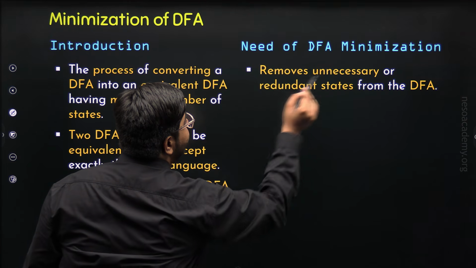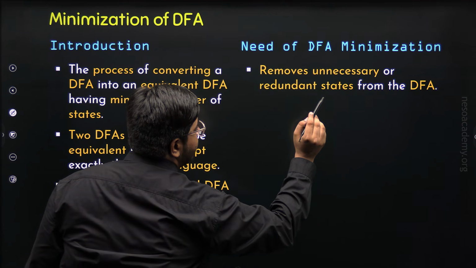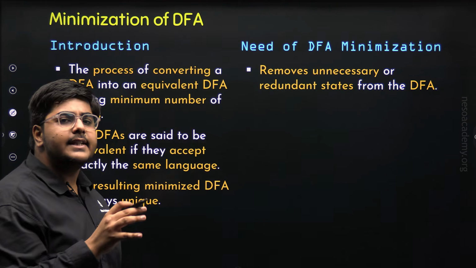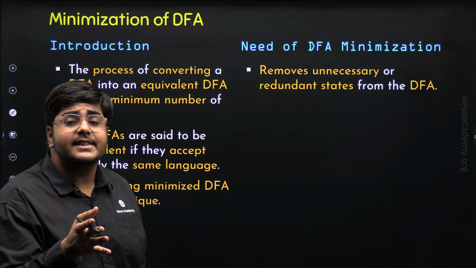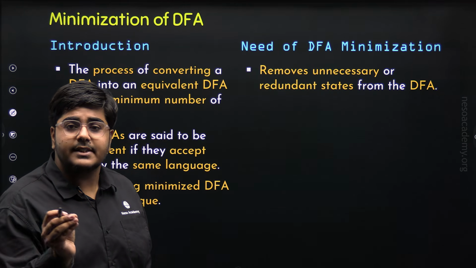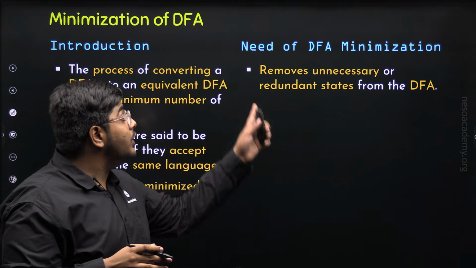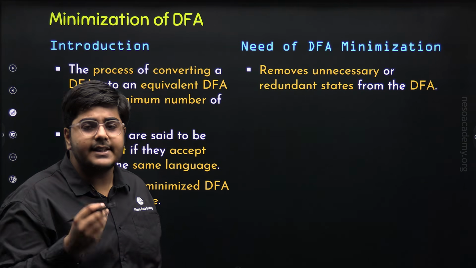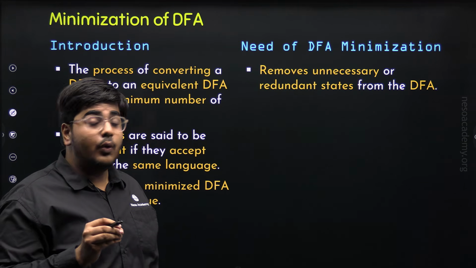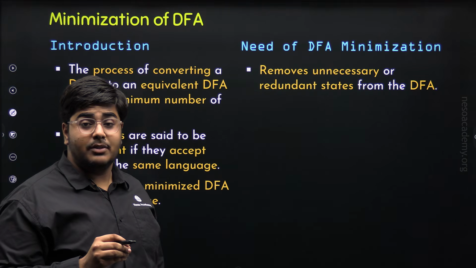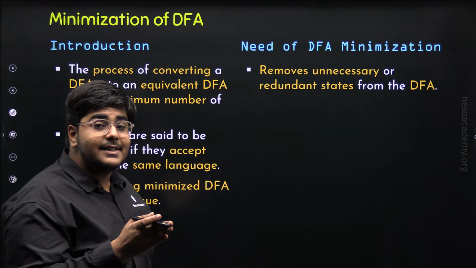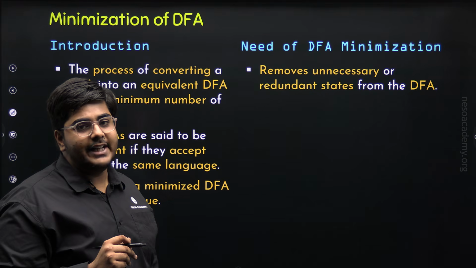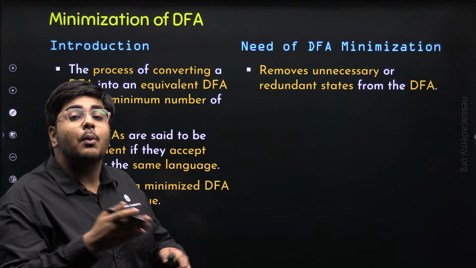Removes unnecessary or redundant states from the DFA. There are many states in the DFA that are unnecessary, such as unreachable states, redundant states, or duplicate states. So, using the DFA minimization methods, we remove the unnecessary or duplicate states from the DFA to make our DFA simpler.